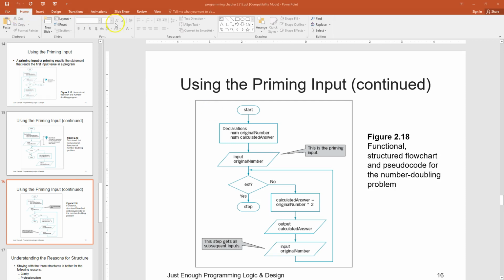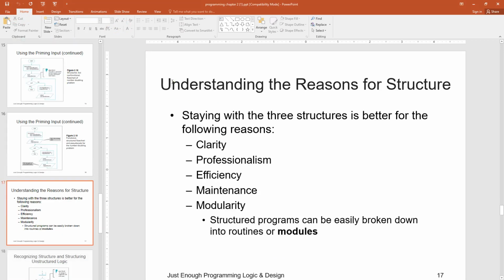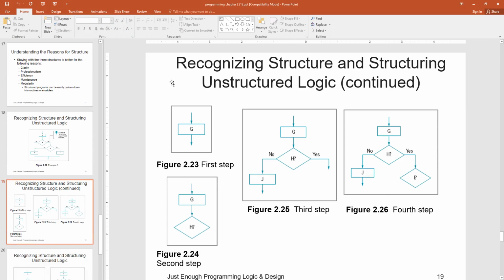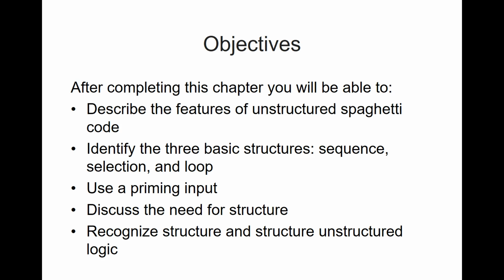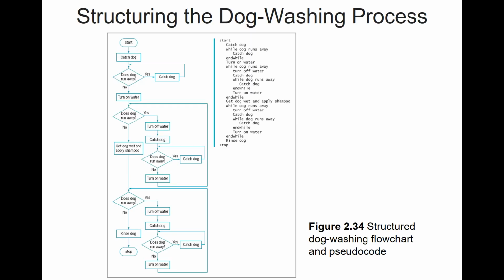Push it out of the way. So kind of going over a rehash of a couple pieces. We looked at structured and spaghetti code. And now, we want to look at something that's a little bigger. And I'm on slide 22, so I'm going to make this a little bigger just really quickly. So this is a program for washing a dog.